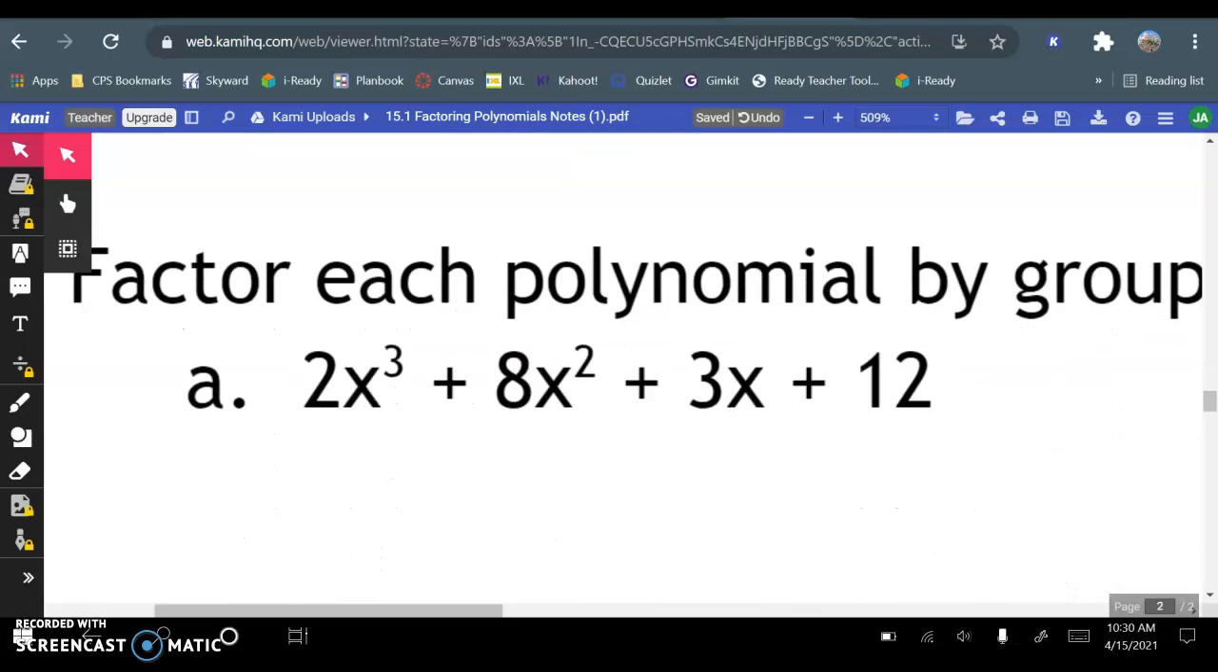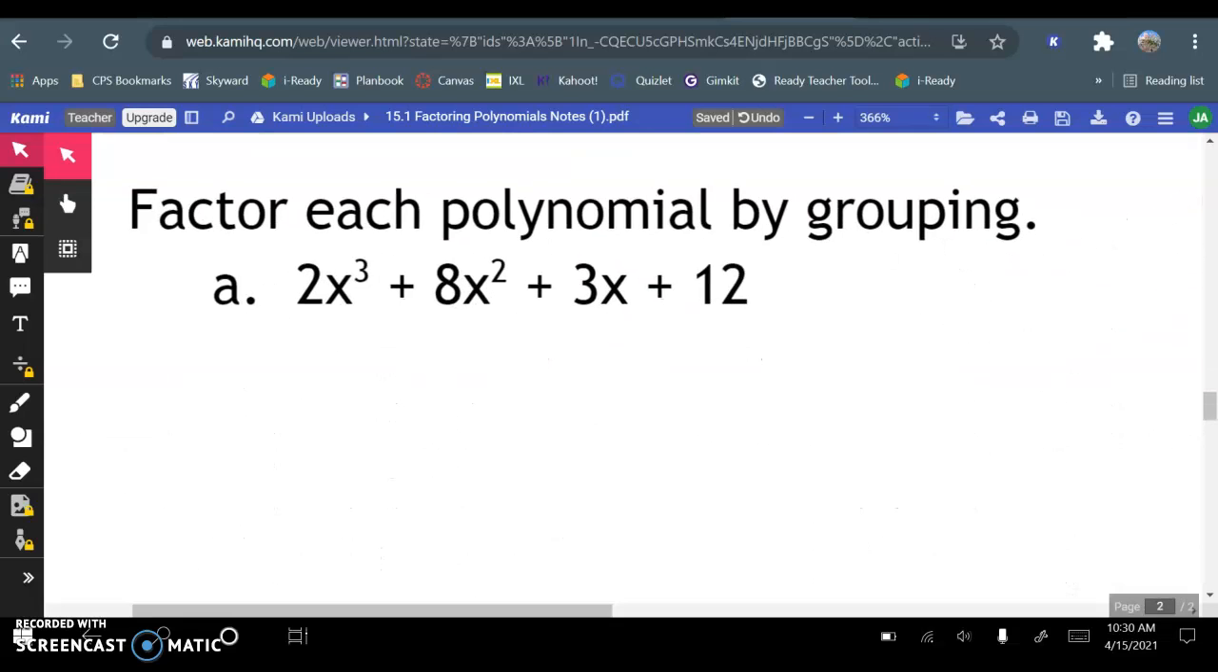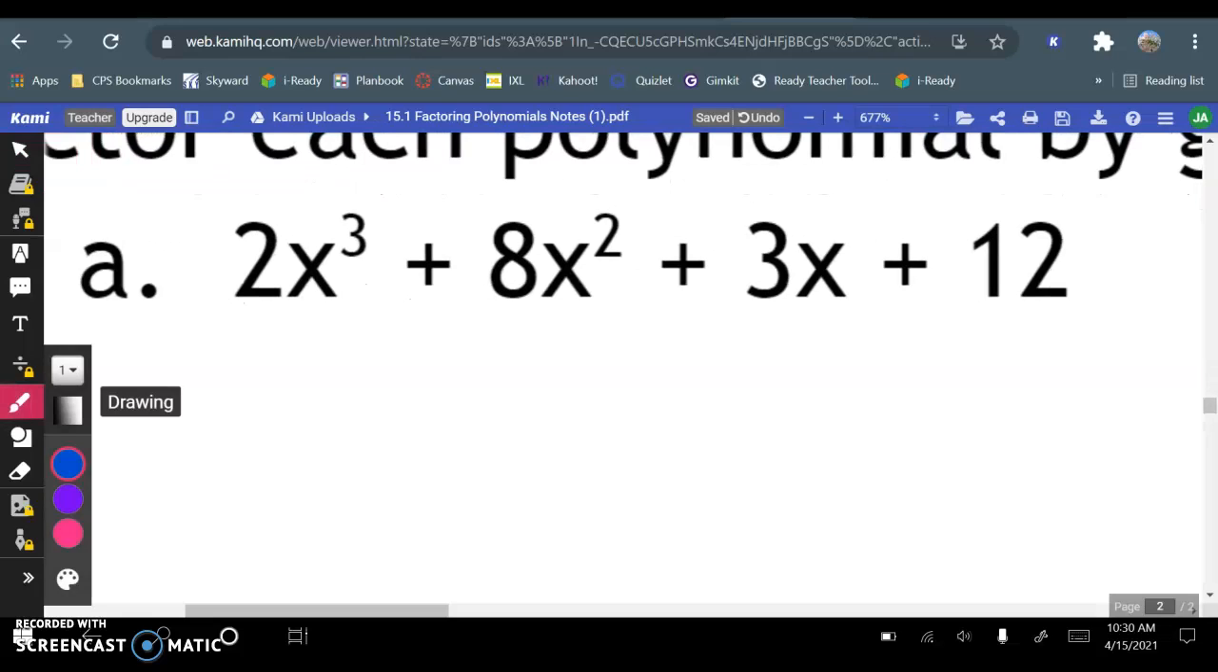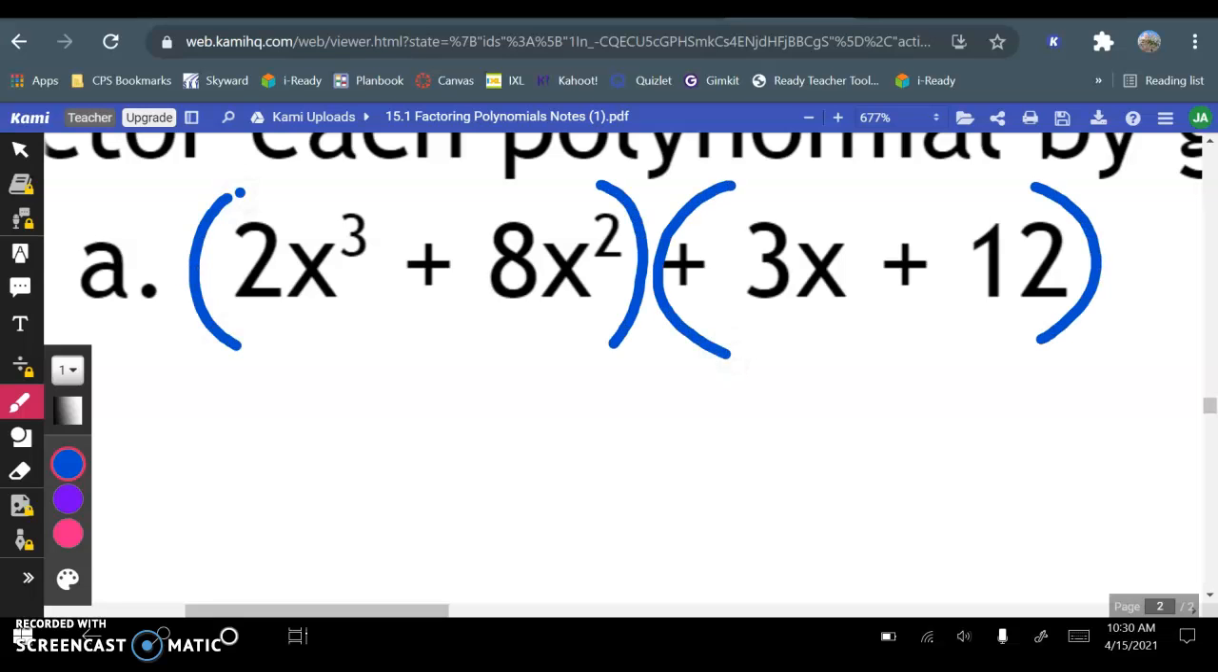Now moving on. Example 4, we have to factor by grouping. So what that means is that there's going to be 4 terms. So we're going to group the first 2 together, and we're going to group the last 2 together. And we're just going to focus on the first group for a second. So 2x to the third and 8x squared. So 2 and 8 have a 2 in common. And x to the third and x squared, they would have x squared in common.